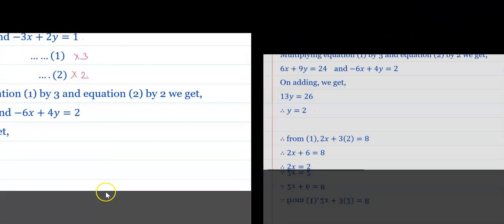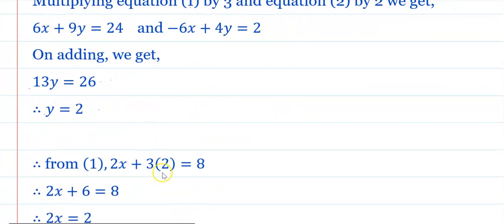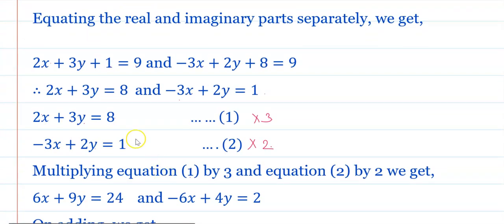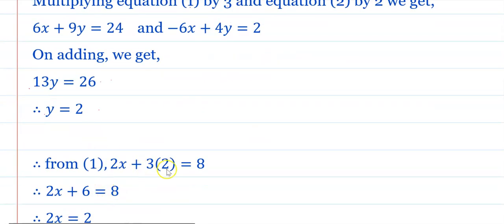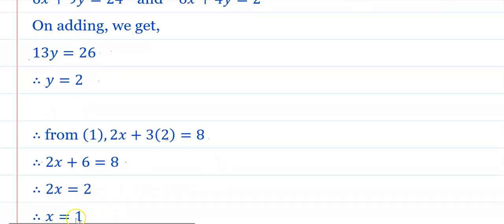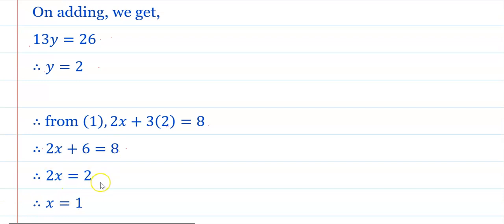Okay. And hence substitute the value of this y in equation number 1. 2x plus 3y is equals to 8. Put the value of y as 2. 2x plus 3y is equals to 8. y is 2. 3 into 2, 6. Transfer this 6. 2x plus 6 is equals to 8 and hence 2x is equals to 8 minus 6. That is you are getting 2. Therefore 2x is equals to 2 and hence x is equals to 1 here.